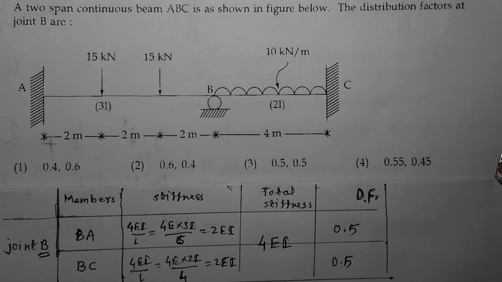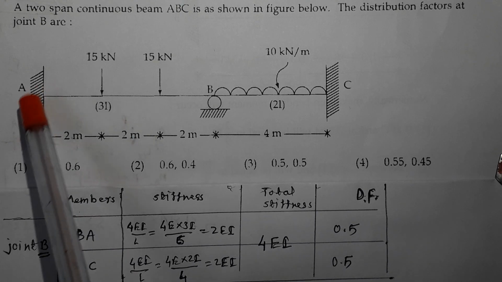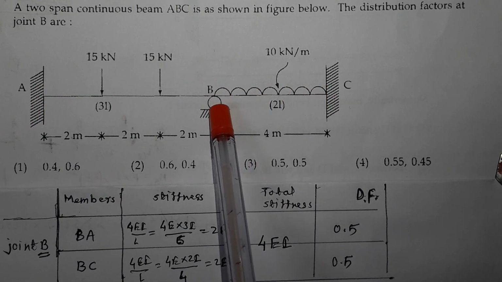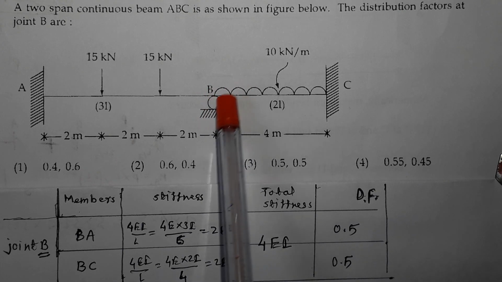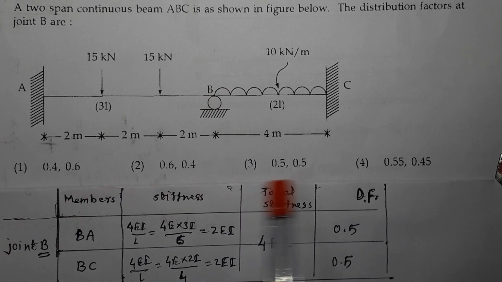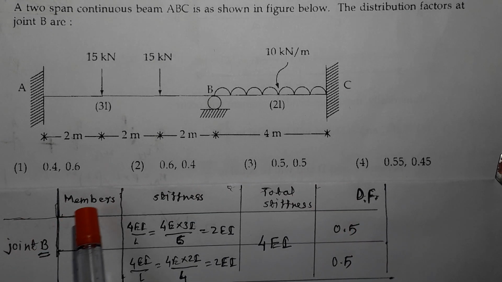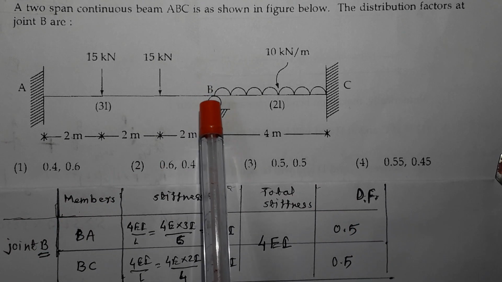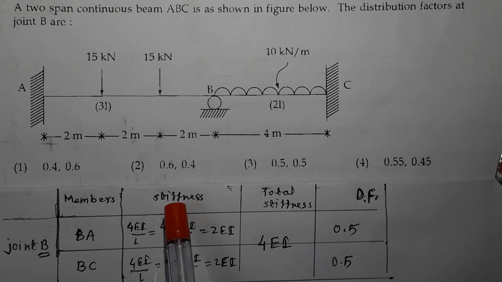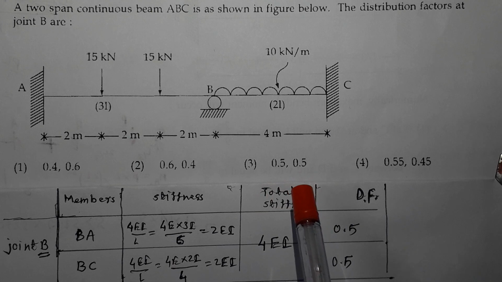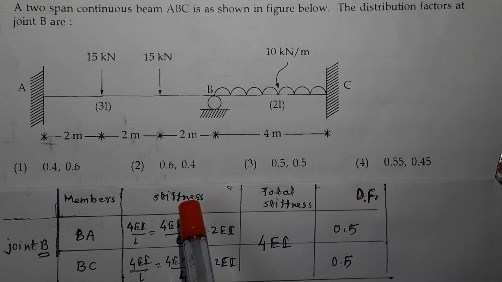Next question. A two-span continuous beam ABC is as shown in figure below. The distribution factors at joint B are. So they have shown a continuous beam. This is the intermediate support, and this is the joint B. So in order to get the distribution factor, I have prepared a table. Joint B, then the members. So at this joint B, there are two members which are meeting, BA and BC. So BA and BC. Stiffnesses, then total stiffness and distribution factor.